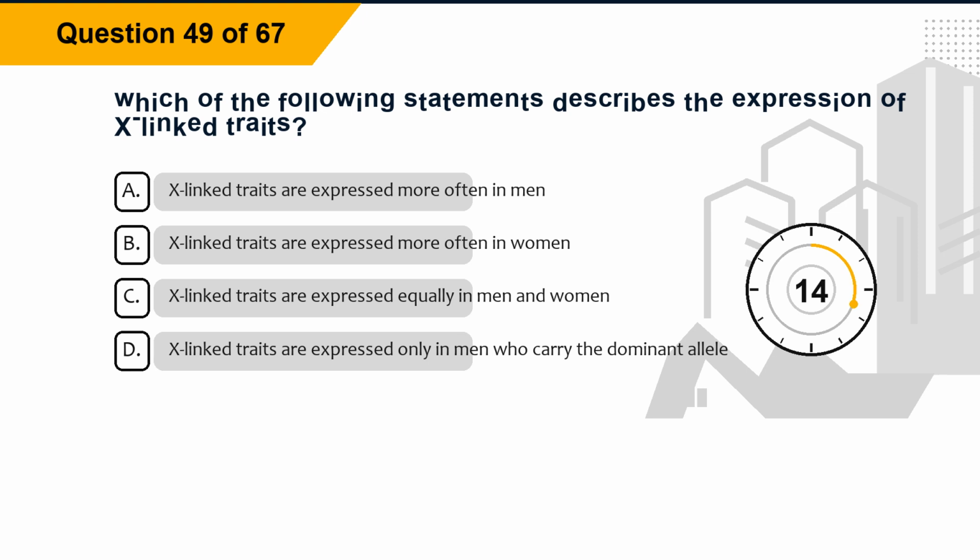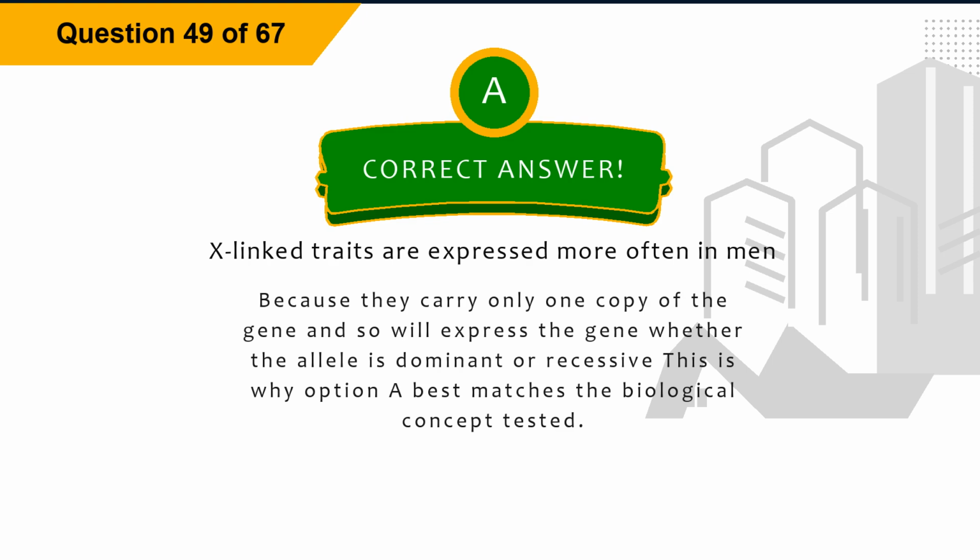Option A, X-linked traits are expressed more often in men. Option B, X-linked traits are expressed more often in women. Option C, X-linked traits are expressed equally in men and women. Option D, X-linked traits are expressed only in men who carry the dominant allele. The correct answer is option A, X-linked traits are expressed more often in men.